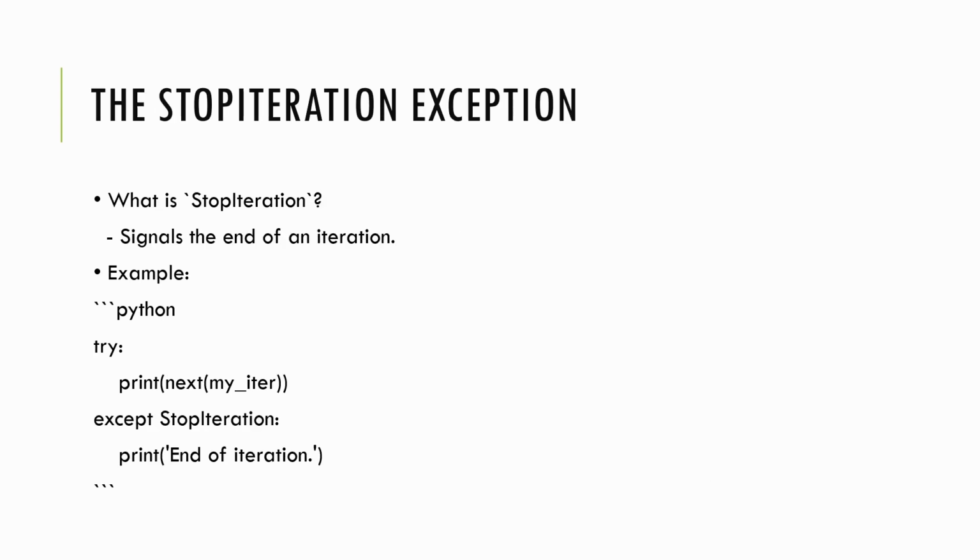An important concept when working with iterators is the stop iteration exception. This exception is raised when there are no more items left to return in the iterator. You can handle this exception in your code to gracefully handle the end of the iteration. For example, you might use a try block to catch the exception and output a message when the iteration ends.